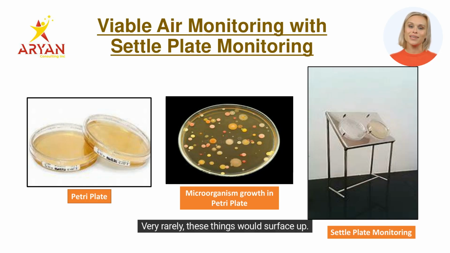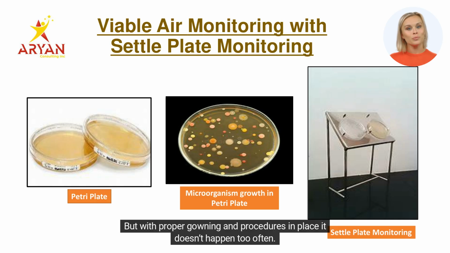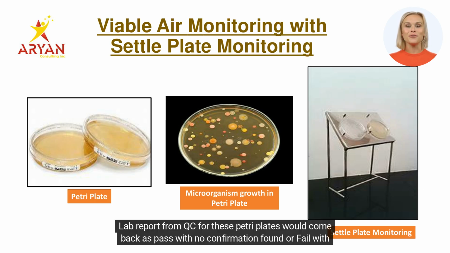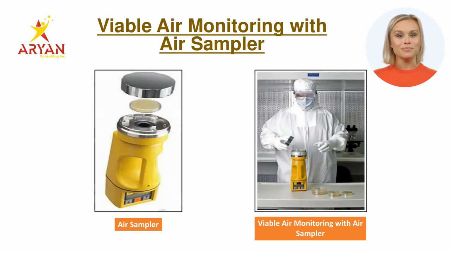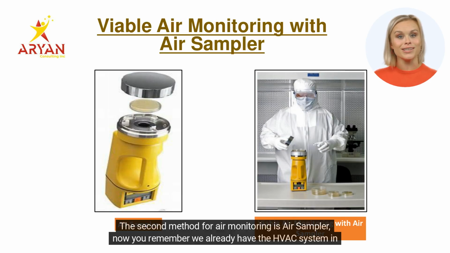Very rarely, these things would surface. But with proper gowning and procedures in place, it doesn't happen too often. The lab report from QC for these Petri plates would come back as pass with no contamination found, or fail with some contamination. The second method for air monitoring is the air sampler.